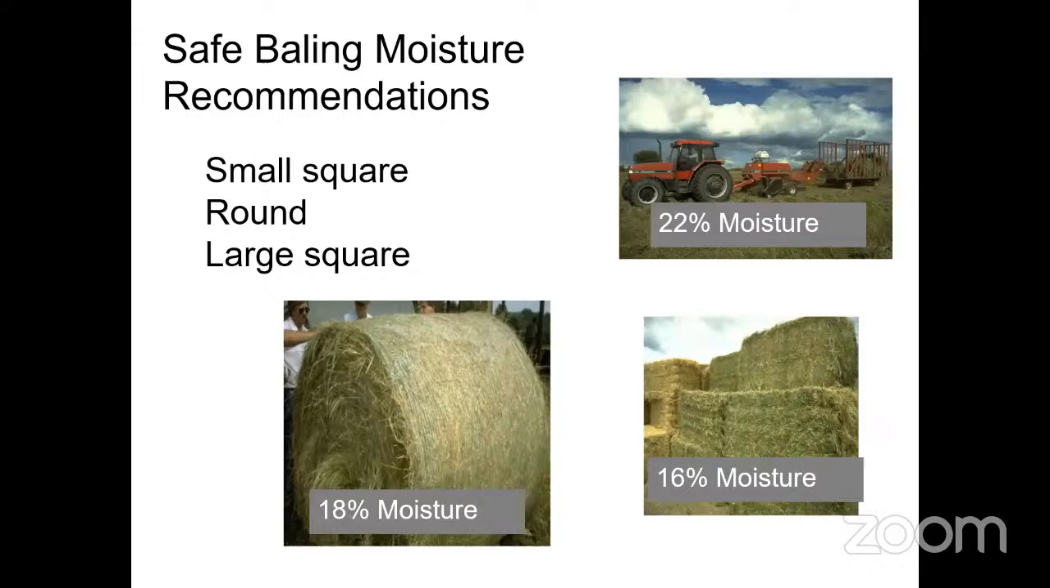So really, the safe recommendations for baling will vary depending upon whether it's small square bales, large square bales or round bales. You're probably safer with the small square bales at upwards of 22%, especially considering how they're stacked and how they're handled immediately after baling. But in most cases with the large round bales, we want to shoot for about 18% moisture. And large squares are a lot more compact, so there's less opportunity for air to get around there to dry them out. 16% moisture is really what we're after if you're doing large squares.